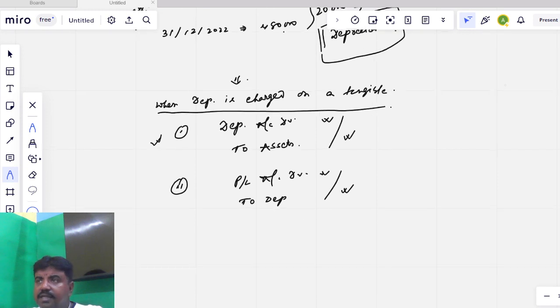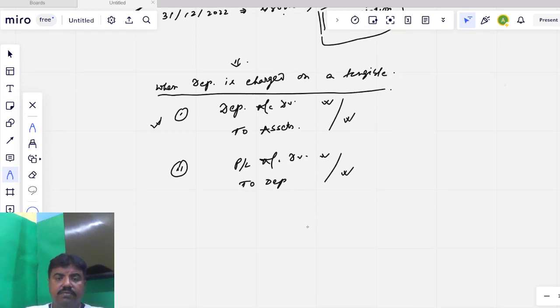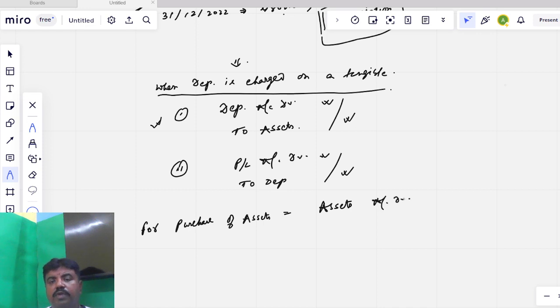What are the other related entries? Now, if we purchase an asset, what journal entry will we pass? Purchase of assets is very simple: assets account debit to cash or bank.